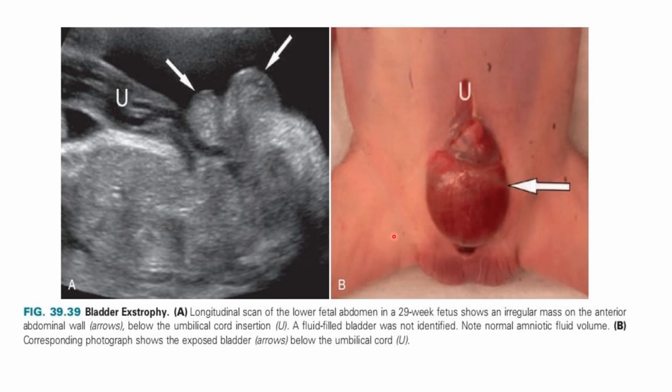This is the ultrasound image showing an irregular mass on the anterior abdominal wall below the umbilical cord insertion. This is the gross image showing the same.